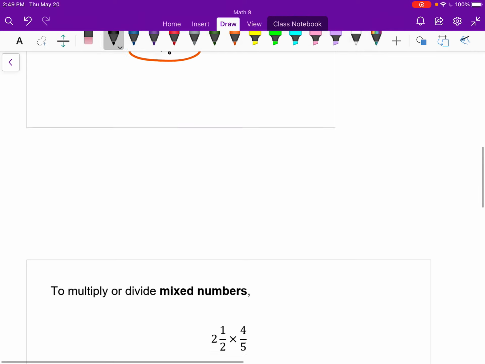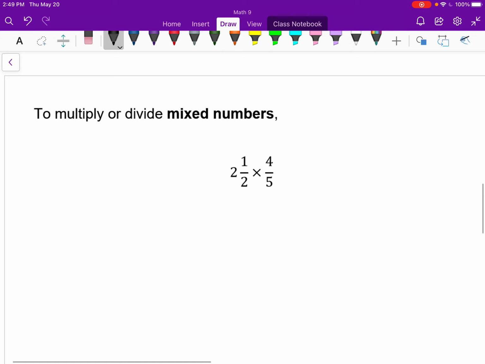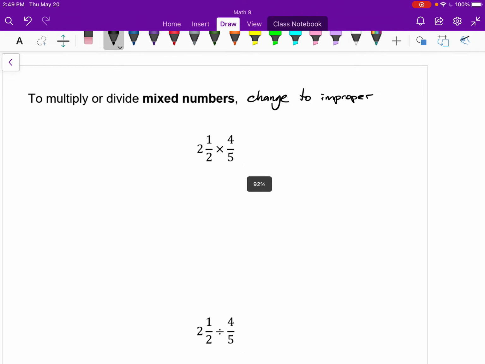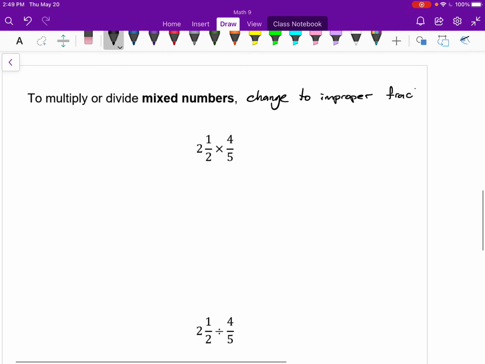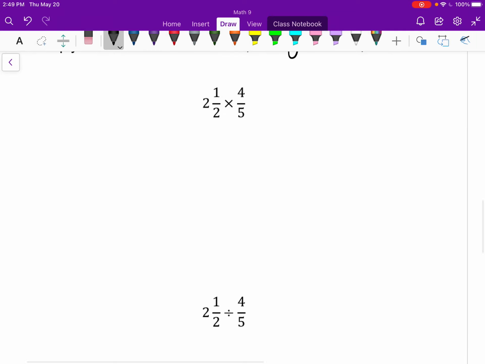All right, so what if you're dealing with mixed numbers? Well, to multiply or divide with mixed numbers, like we have here, what's always helpful, and you don't actually have to, but I think it's quite helpful, is to change those mixed numbers to improper fractions. So I'll have one example for multiplication, one example with division.